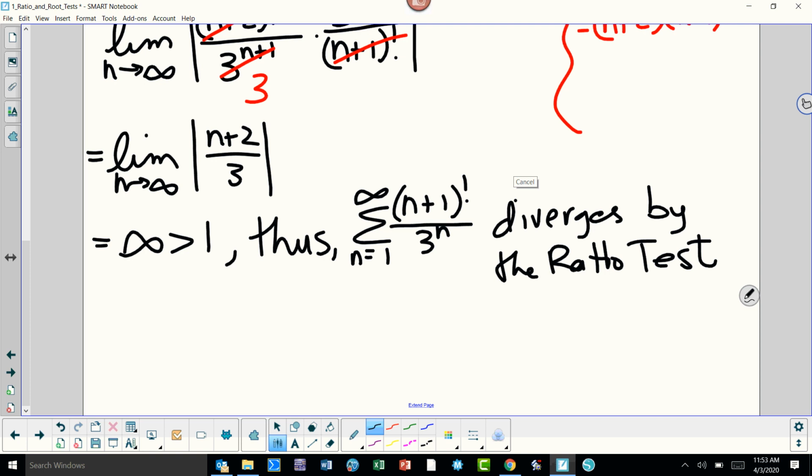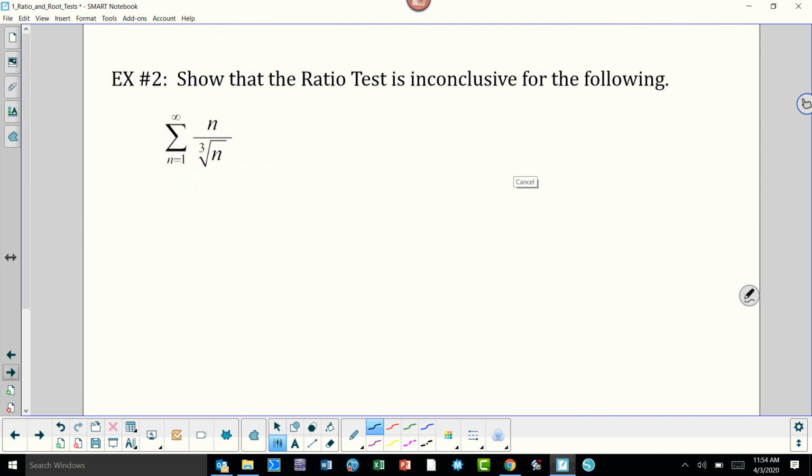It will not work if you have rational expressions, because you're not going to be able to simplify anything. If you've got rational expressions, polynomials over polynomials, that's when we use limit comparison test, okay, which is different. That's when you compare it to something that you know converges or diverges based on what you think. But the ratio test will be really, really useful if you have exponentials, if you have factorials, all of those things.